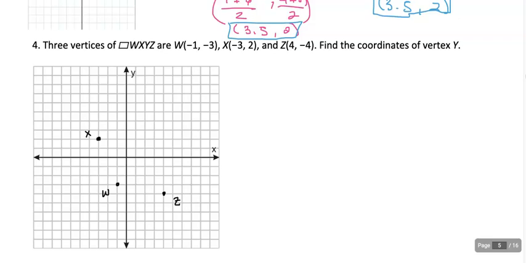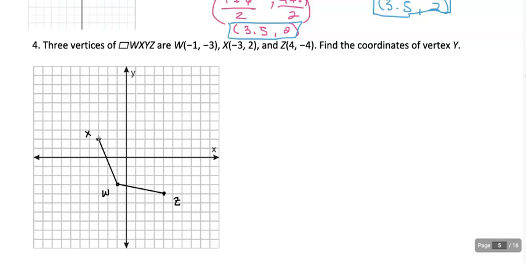So when I'm drawing this out, I'll connect these. W goes to X, X will go to Y, wherever that is, Y will go to Z, and then Z will go back to W and complete, just going around and around. So I'm trying to figure out where Y is. I know it has to be the same size, so when I put Y somewhere, I have to make sure that XY and WZ are the same size. I need to make sure that XW and YZ are the same size.